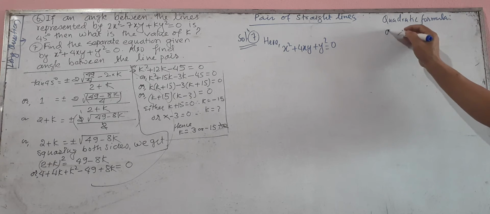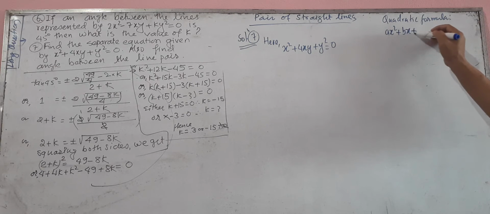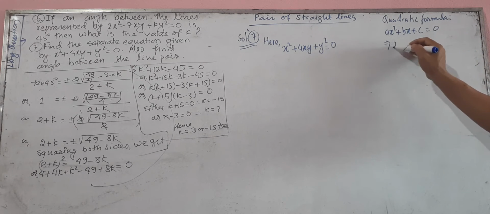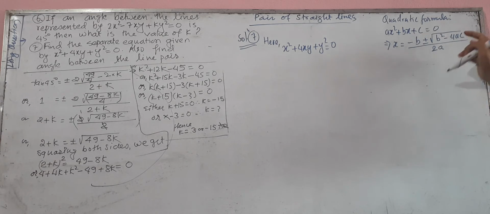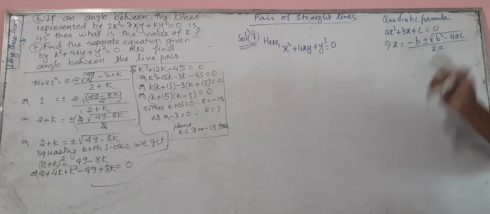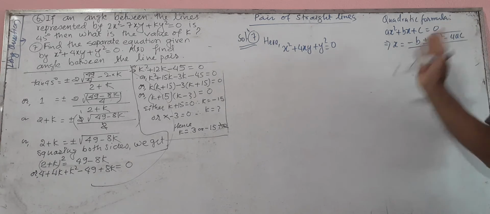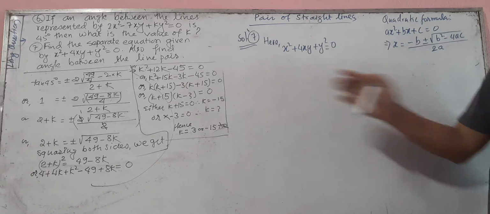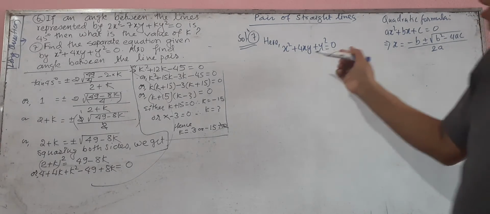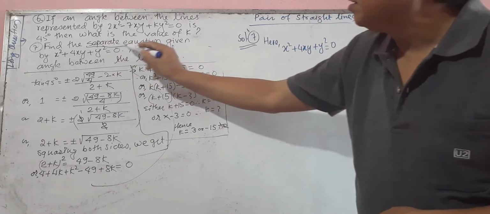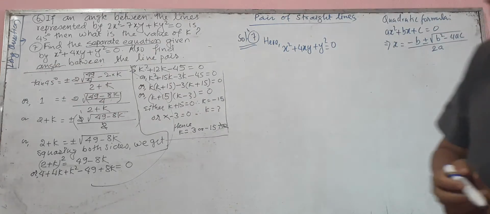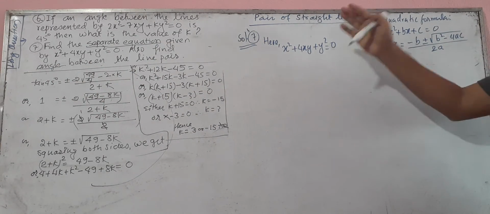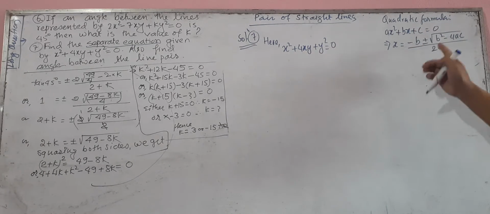The quadratic formula: ax square plus bx plus c equal to 0 implies x equals minus b plus minus root of b square minus 4ac, divided by 2a. This is the formula to find the roots of a quadratic equation, and we use it to get the separate equations. We have to find the separate equations first, and then the angles. So first we find the separate equations using this quadratic formula.